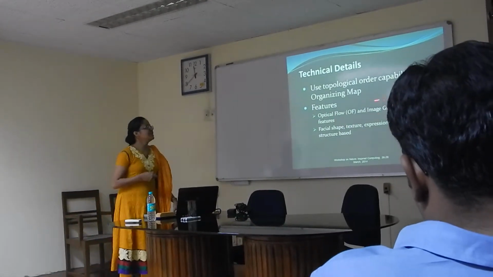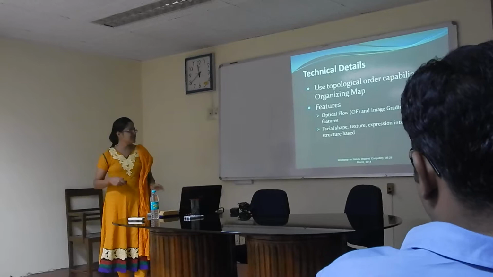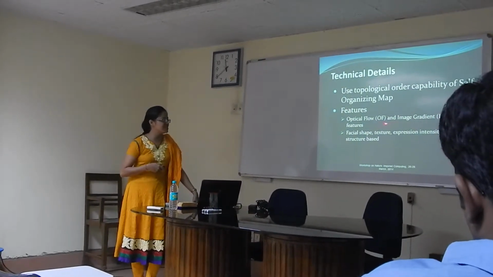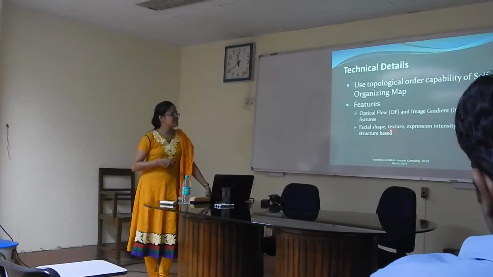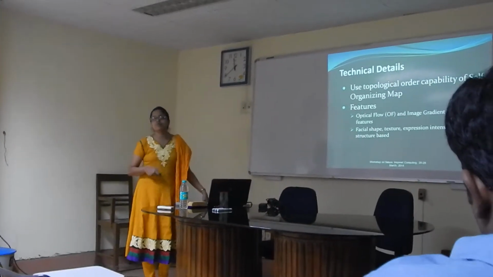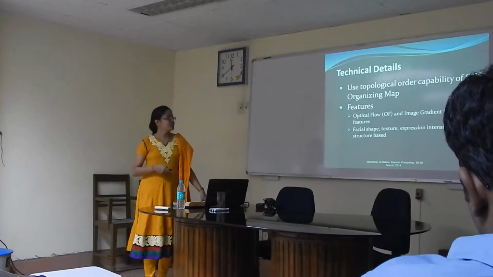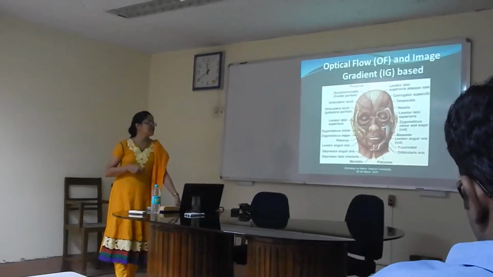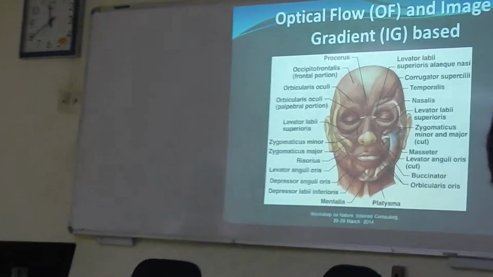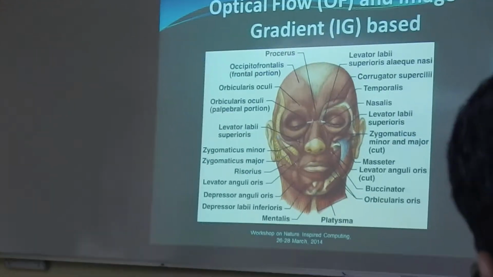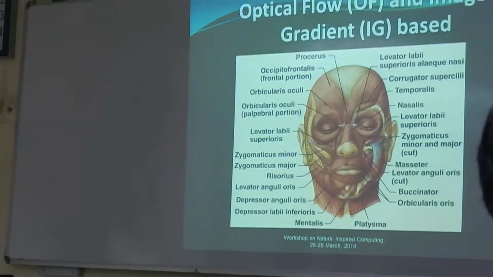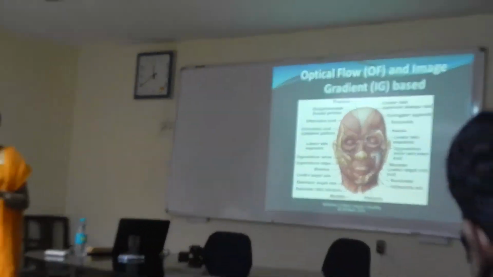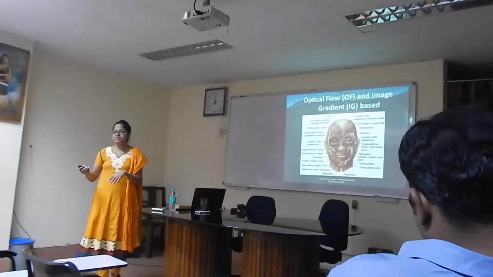So, many different types of input can be given. First, one example is optical flow and image gradient based features. Second, it can be expression intensity, texture of the face, facial shape or facial structure, these things. So, I guess we should know about the facial muscles that are responsible, or whose movements create different facial expressions, before we go into how to learn facial expressions.